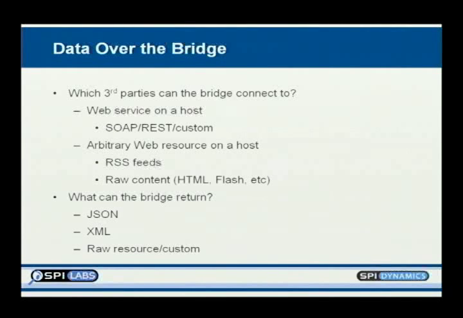For example, I type in Stephen King and billiesbooks.com goes, hey Google Images, give me the first JPEG for Stephen King, and pops that back. So arbitrary web resources also, we could grab SSH feeds, raw content, HTML, Flash, any type of resource. What does this bridge return? JSON. JSON is just a way of serializing complicated objects in JavaScript.